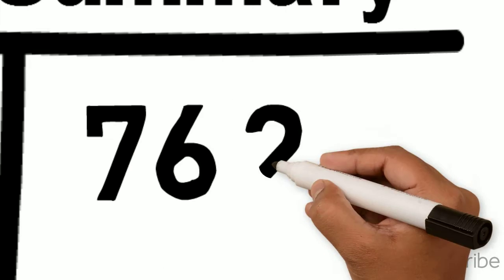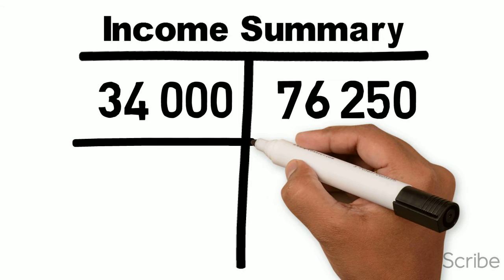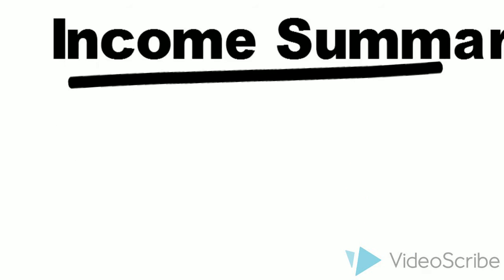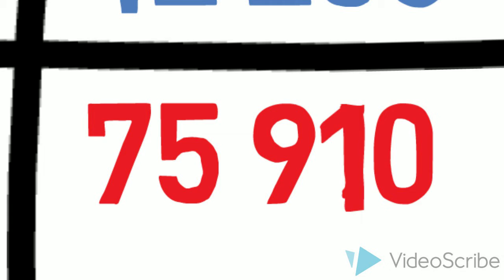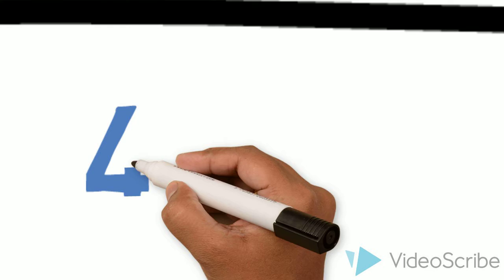As you can see, we have $76,250 credited, which is the revenue amount. We have $34,000 on the debit side, which is the expense amount. We would subtract the two values and get the net income of $42,250. Income summary is a credit of $42,250. The income summary account gets closed by debiting $42,250 in the income summary account, and capital will be credited by $42,250, so it balances out.